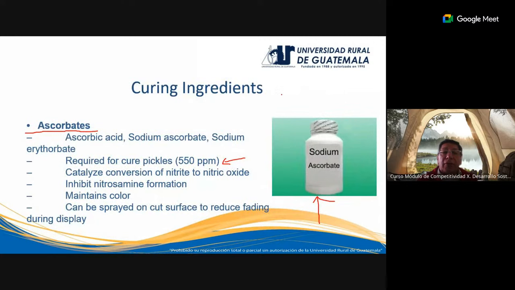Here we have other examples of curing ingredients. We can also use ingredients called ascorbates: ascorbic acid, sodium ascorbate, sodium erythorbate. It is required for cure pickles, using a concentration of 550 parts per million. These ascorbates are used to catalyze conversion of nitrite to nitric oxide, and they inhibit nitrosamine formation, maintain color, and can be sprayed on cut surfaces to reduce fading during display. So this is an example of a bottle of sodium ascorbate that we can use to preserve meats. Let's continue.